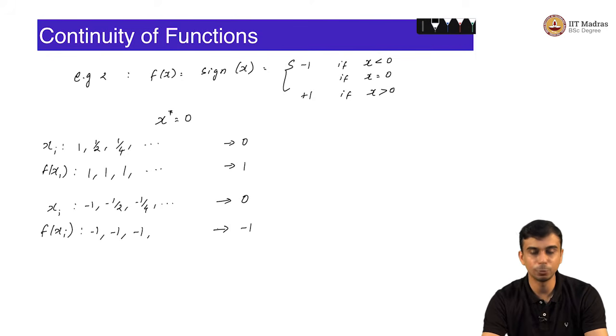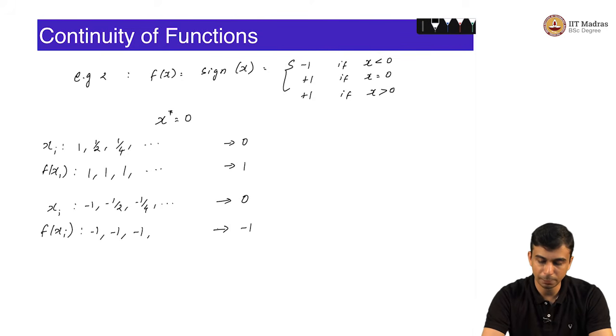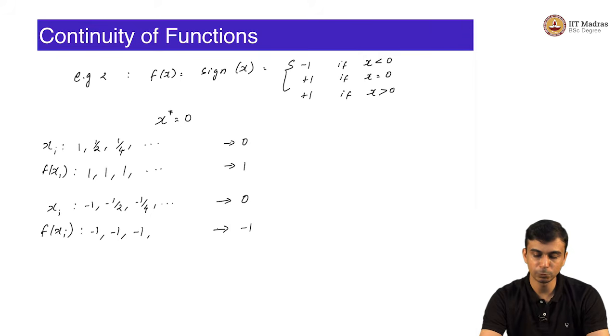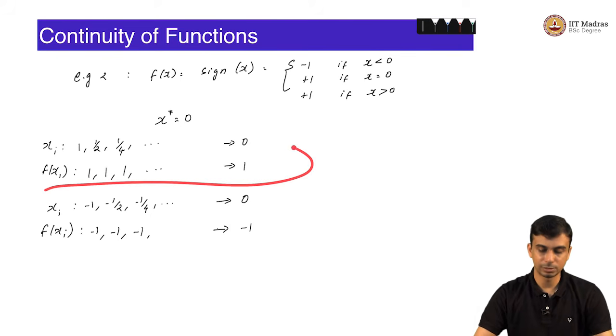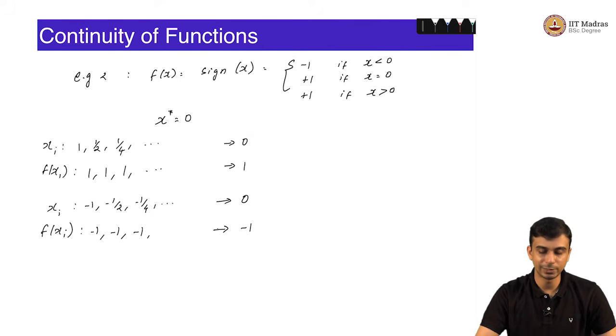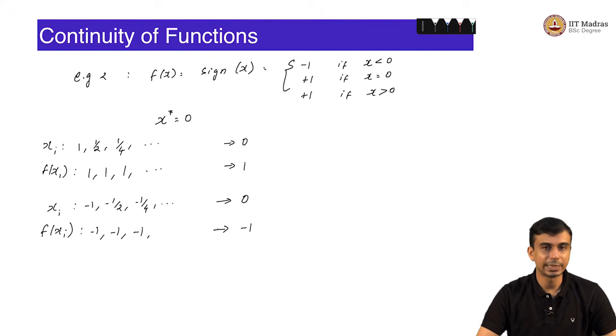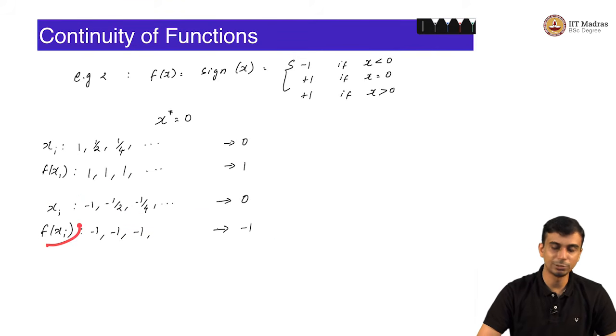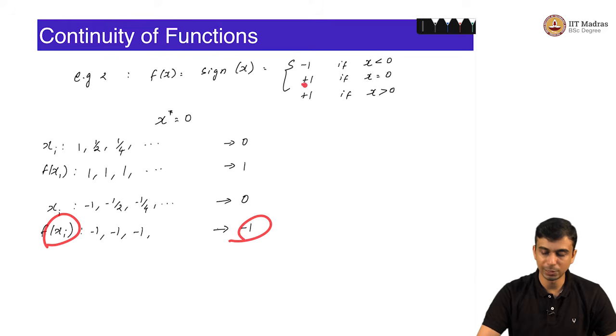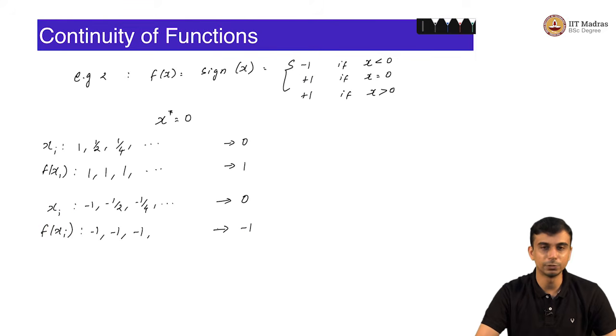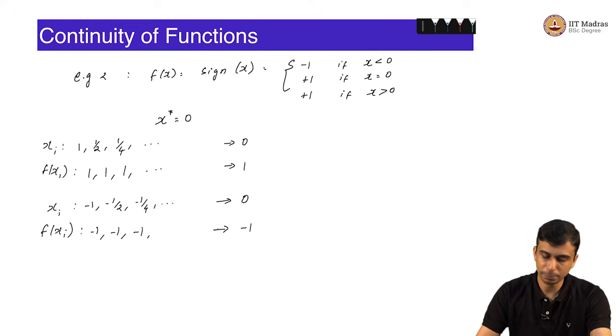If we had defined f of 0 to be anything, let us say plus 1, even if we had defined it to be plus 1, the first sequence does seem to satisfy that. Right. You have xi converging to 0, f of xi converges to 1. It does seem to satisfy the definition of continuity, but it would violate the definition of continuity for the second sequence. You can have a second sequence which also converges to 0, but f of xi converges to minus 1, which is not equal to f of 0. So, this is an example of a discontinuous function.